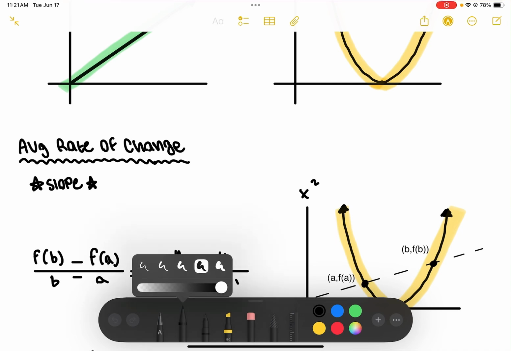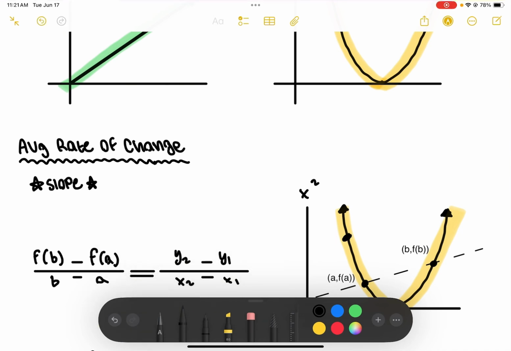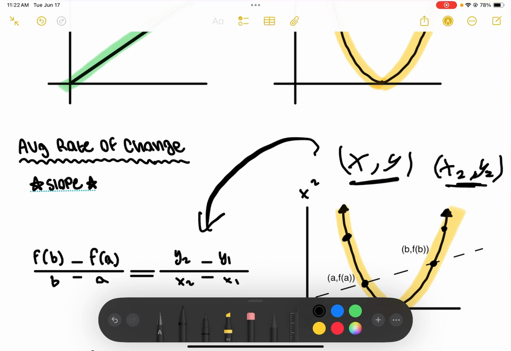Let's say we grab this point. I don't know what point it is, but let's just name it x, y. And let's grab another point. This one could be x2, y2. And now you could just plug these numerical values into the formula, which would give you the rate of change.